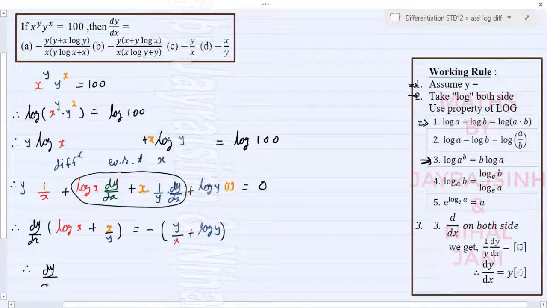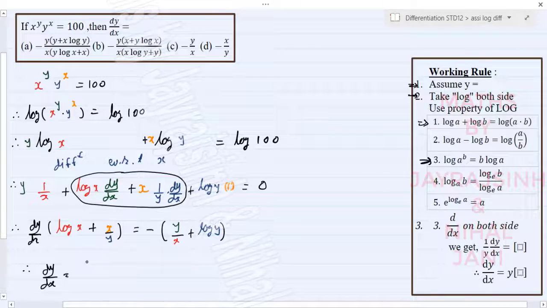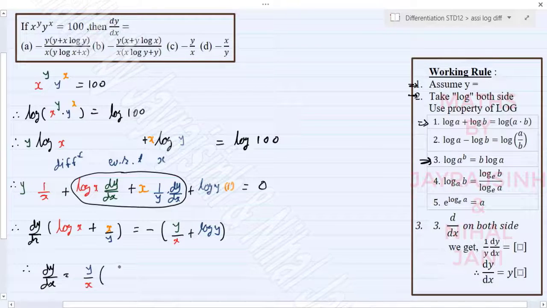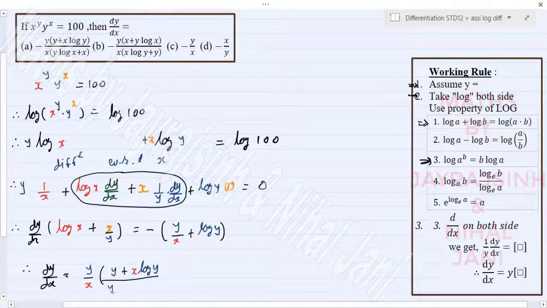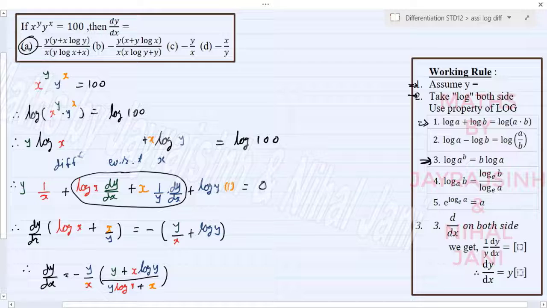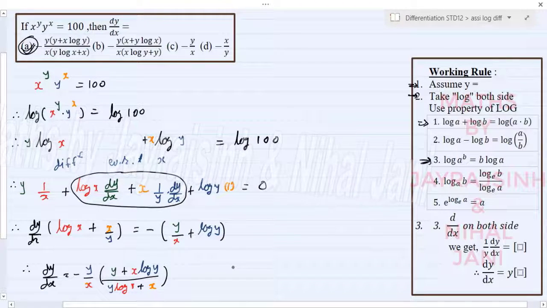So finally your dy by dx, after taking LCM, we will get y by x. In numerator we will get y plus x log y upon y log x plus x, which is given in A option, which is your final answer. Ta-da!